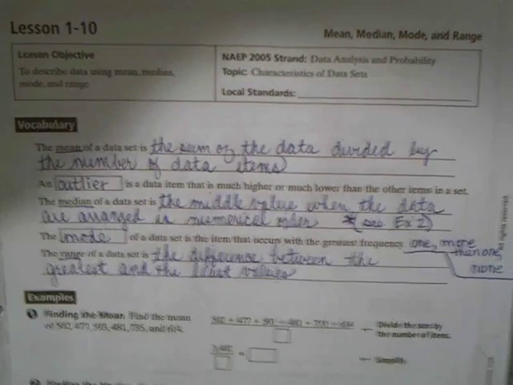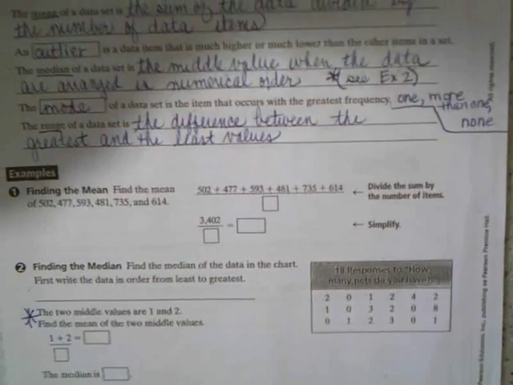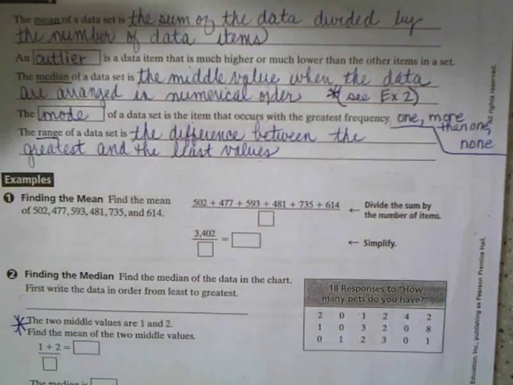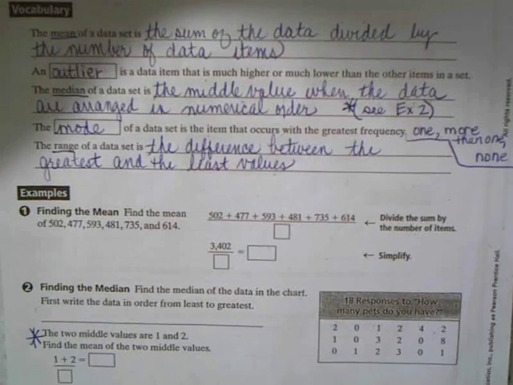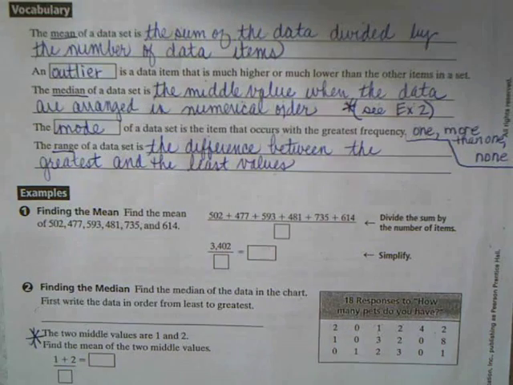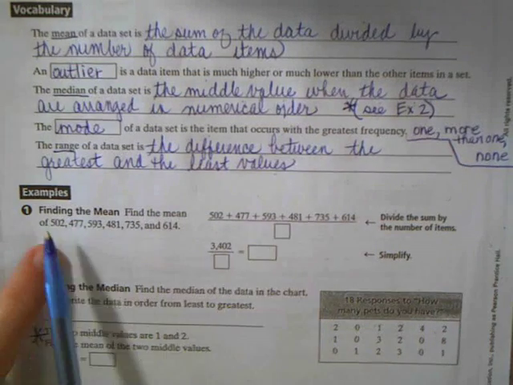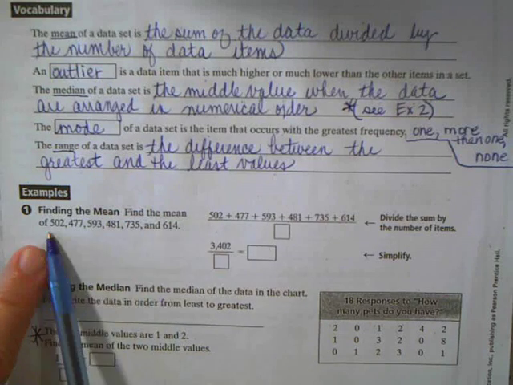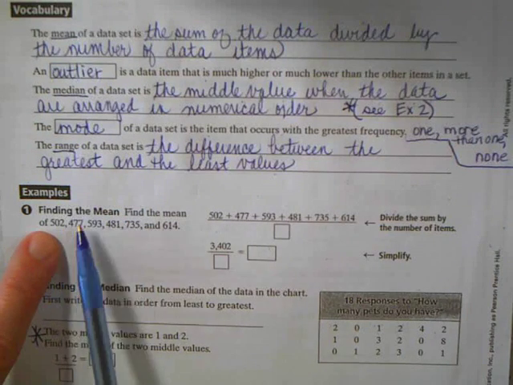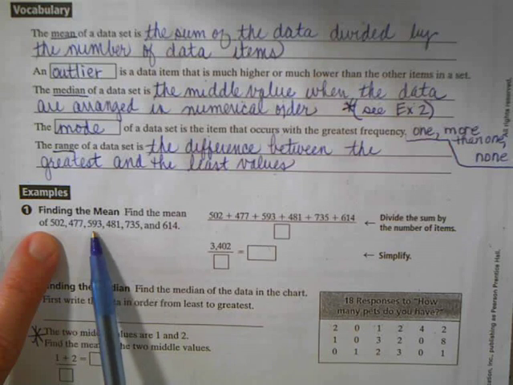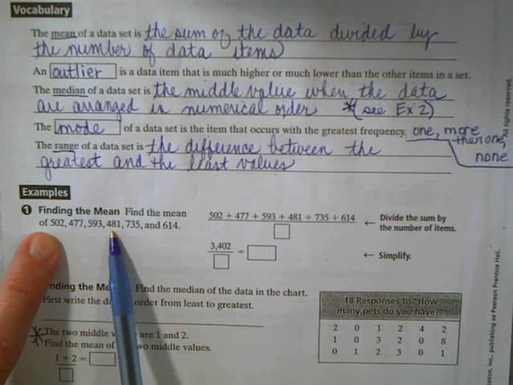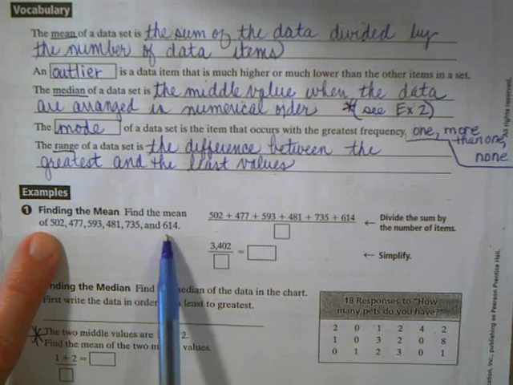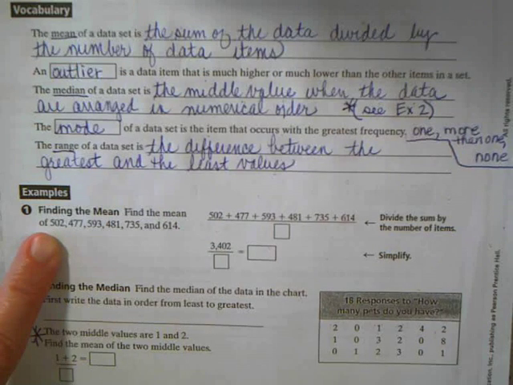Okay, now let's go through and look at some examples. Remember, at any time this is going too fast for you, simply hit the pause button until you get caught up, because sometimes that may be the case. All right, so our first example is finding the mean. We want to find the mean of the numbers 502, 477, 593, 481, 735, and 614.